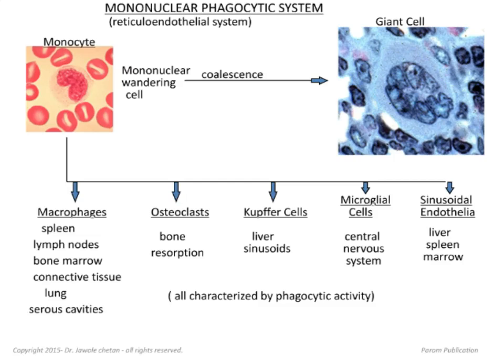Mononuclear phagocytic system, the reticuloendothelial system, where mononuclear wandering cells form giant cells and macrophages, found in spleen, lymph node, bone marrow, connective tissue, lung, serous cavities, osteoclasts that form bone resorption, Kupffer cells, liver sinusoid cells, central nervous system, sinusoidal endothelium, liver, spleen, marrow, all characterized by phagocytic activity. They work like WBCs.